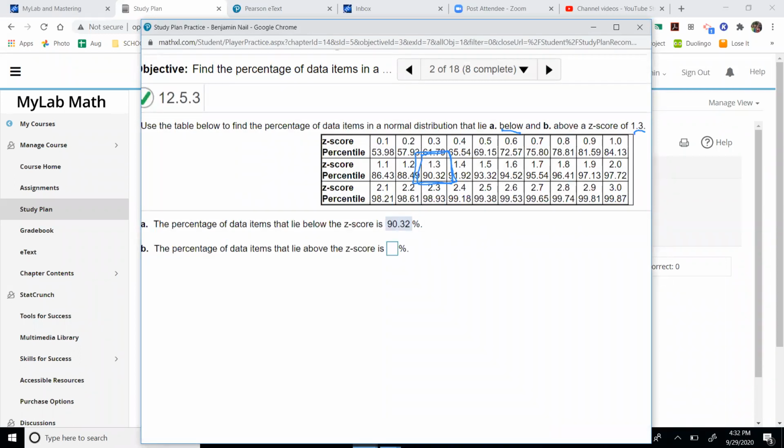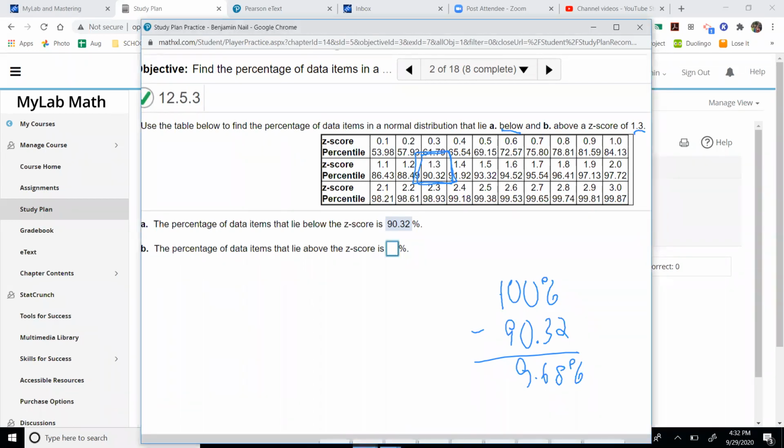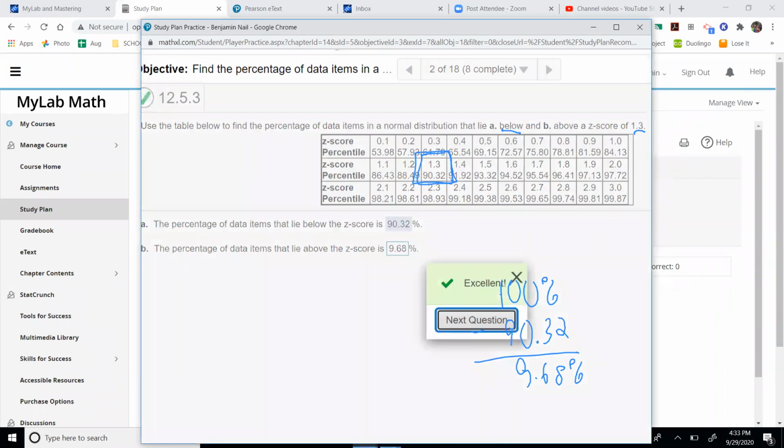If they ask us for the percent above, then we take our 100% total minus our percent below. So 100 minus 90.32 is 9.68. That 9.68% represents the percentage above that specific data entry. I'm going to pause the video and then we'll go to a different type of question.